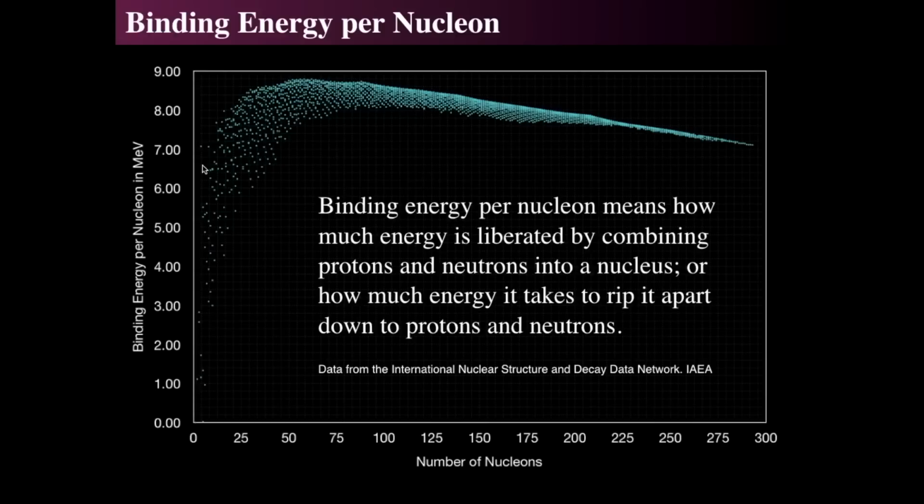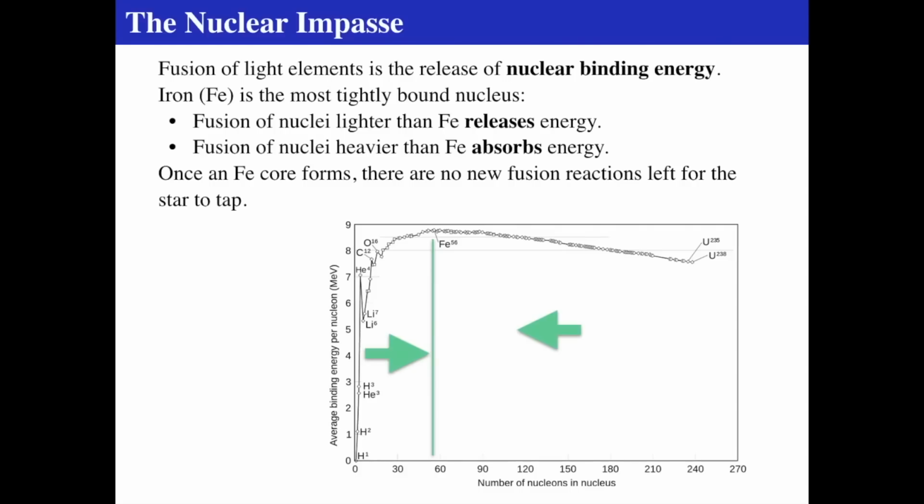All right, so this graph shows how much energy is liberated when you put all these protons and neutrons into a nucleus, or how much energy you have to provide to the nucleus to tear them apart. It's interesting to note that this graph has a peak, and it drops off to the right for very, very large nuclei, and it drops off to the left for very small nuclei. So this means that we will have what's called a nuclear impasse. The fusion of light elements, anything less than iron, gives off energy due to fusion.